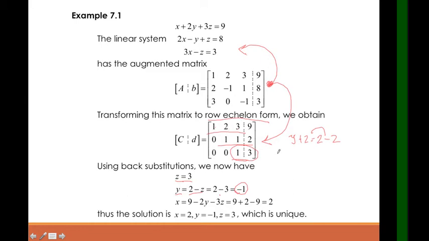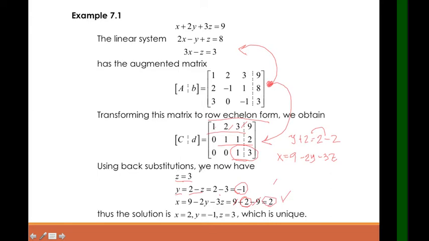So, we have x equals 9 minus 2y, kasi nilipat natin ito, and minus 3z kasi nilipat natin ito. And the value of y is negative 1. So, negative 1 times negative 2 is positive 2. And for the z, we have 3. So, negative 3 times 3 is negative 9. And this is 0. So, we have 2 as our final answer.